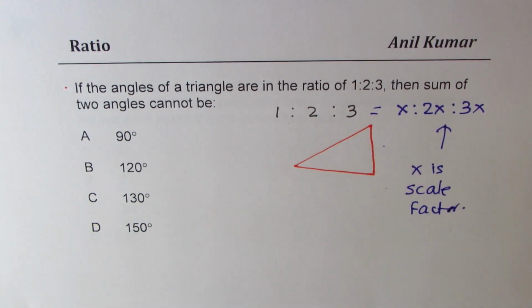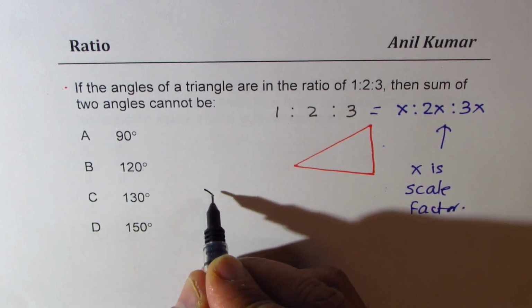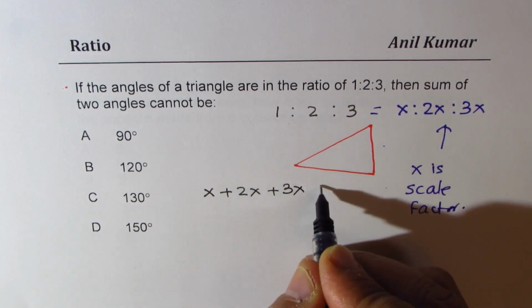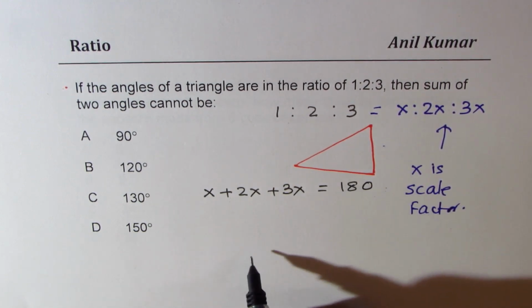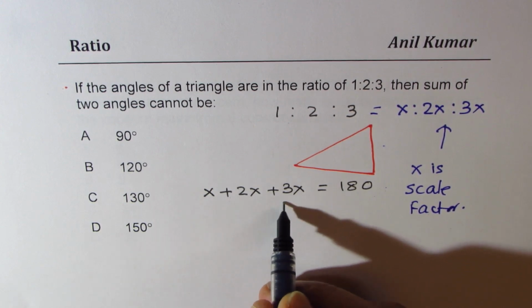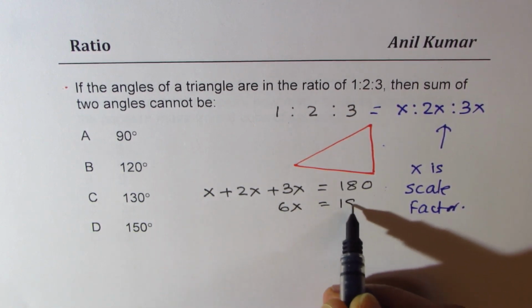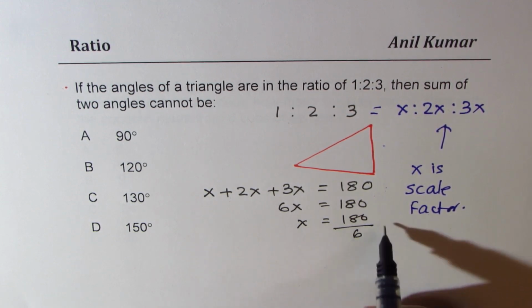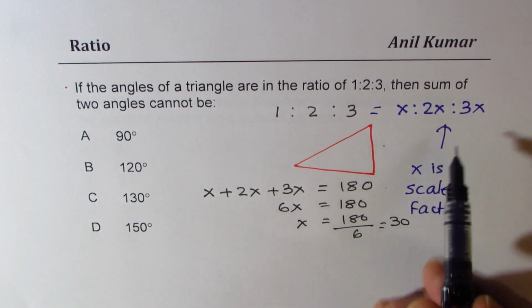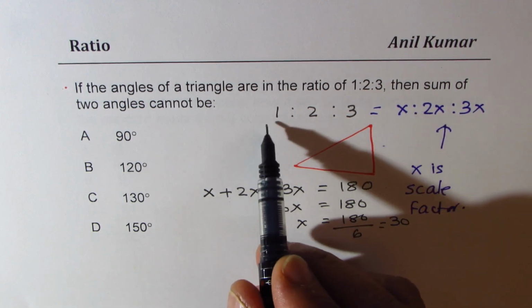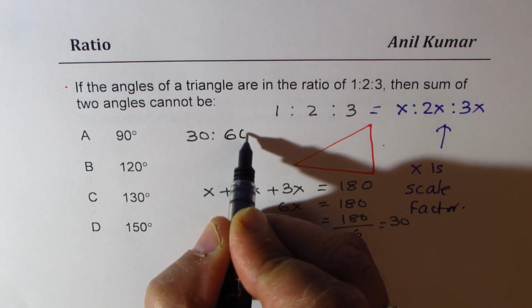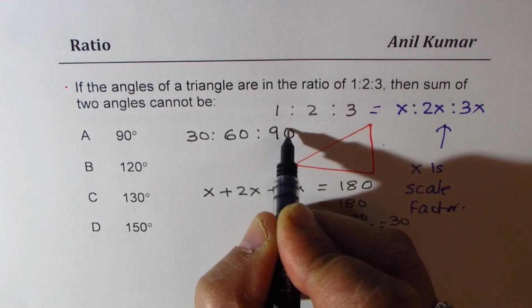How? We know the sum of angles is 180. So we know that x plus 2x plus 3x, that is the sum of angles, has to be 180. So this is 6x is 180. So x is going to be 180 divided by 6, which is 30. So if 30 is x, then the angles are what? 30 times 1, 30 times 2 is 60, and the third one is 90.